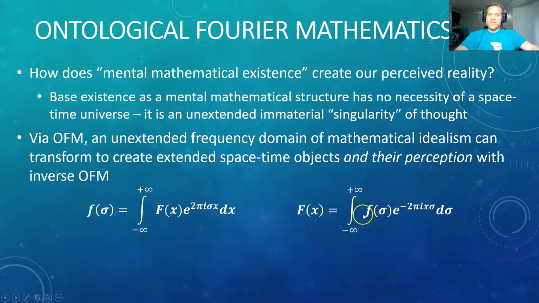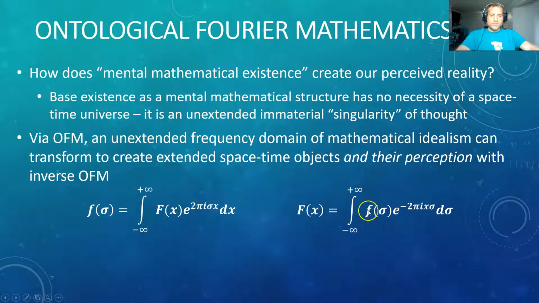Okay, so you have here the forward and the inverse Fourier transforms. And so basically, the idea here is that, well, let's start with this one. So this f of sigma, that's a function of frequencies. So this function of frequencies in the unextended frequency mental ideal domain, just like photons, right? Photons are immaterial and massless, and they occupy no space and time, right? So they are a domain of frequency with no extension. They're a singularity of frequency, right? A singularity which nonetheless contains properties of frequency and phase and other relationships within itself, yeah?